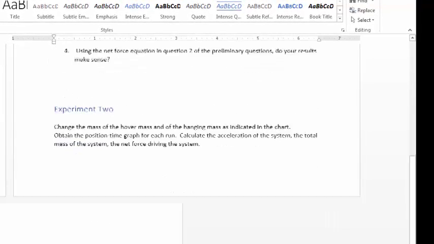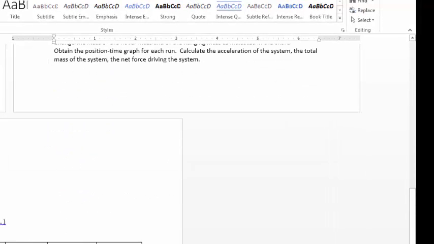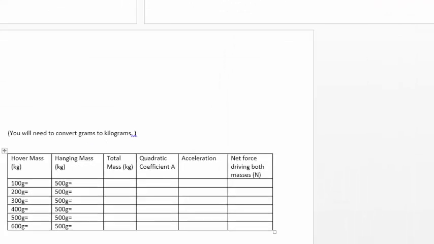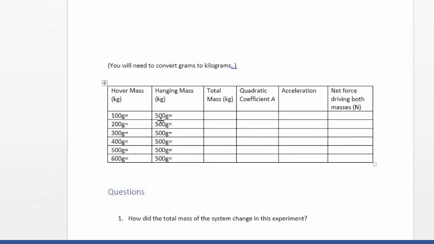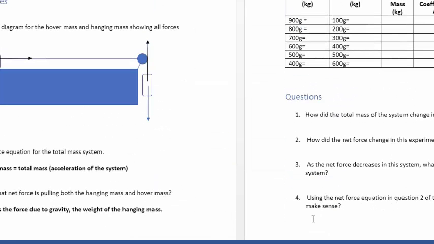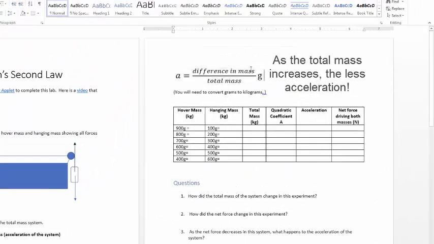In part 2, instead of keeping a constant total mass, we actually increase the total mass. So the change is always a difference. And so we increase the total mass. And as we increase the total mass, you should have seen that as the total mass gets bigger, the acceleration of the system gets smaller.